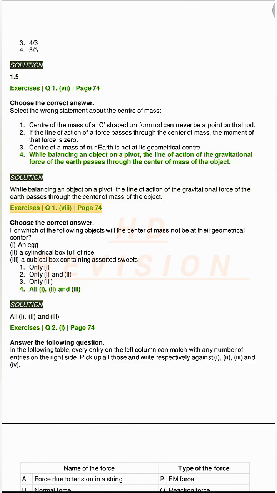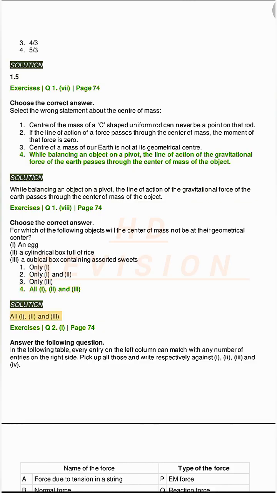Exercises Q1, B, page 74. Choose the correct answer. For which of the following objects will the center of mass not be at their geometrical center? 1. An egg. 2. A cylindrical box full of rice. 3. A cubical box containing assorted sweets. 1. Only 1. 2. Only 1 and 2. 3. Only 3. 4. All 1, 2 and 3. Solution: All 1, 2 and 3.